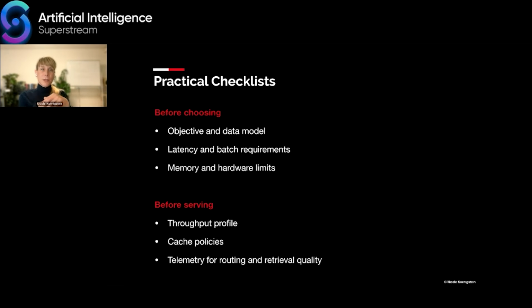And just to leave you with a practical checklist before I finish up that part of the presentation. Before choosing your model, think about the objective, the data model, your latency and batch requirements, and the memory and hardware limits. And before you're serving, think about your throughput profile, the cache policies, and the telemetry for routing and retrieval quality.